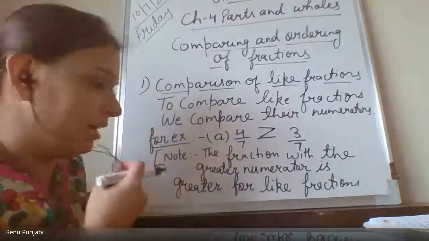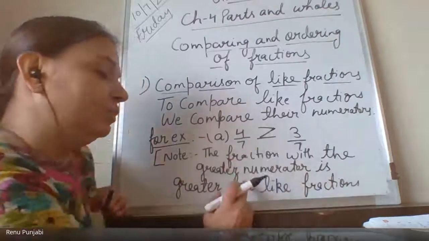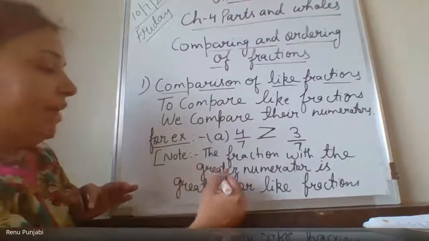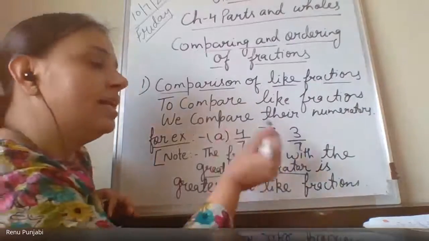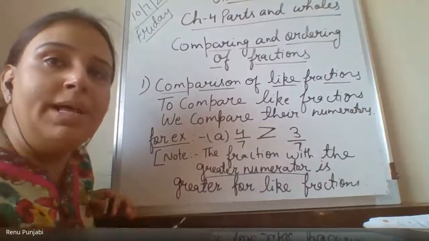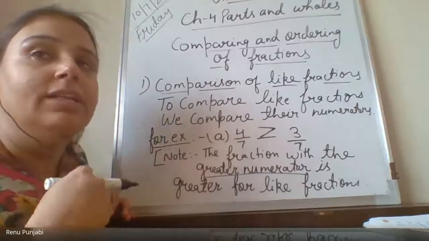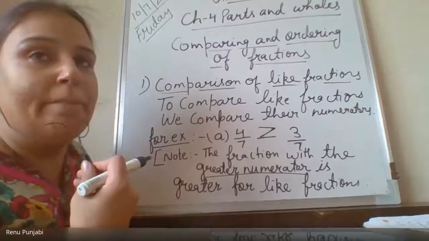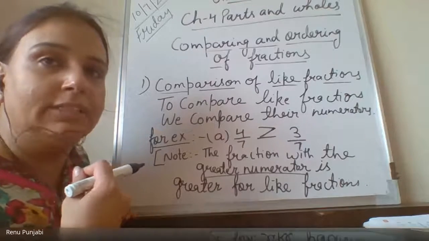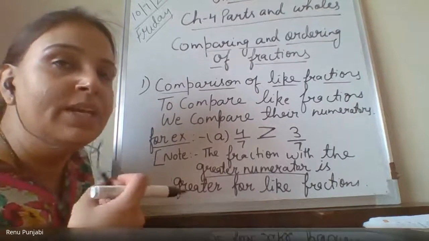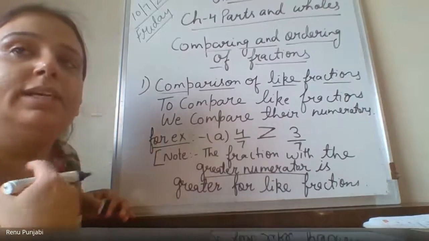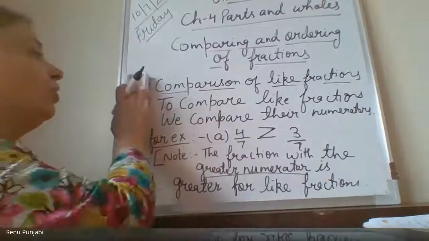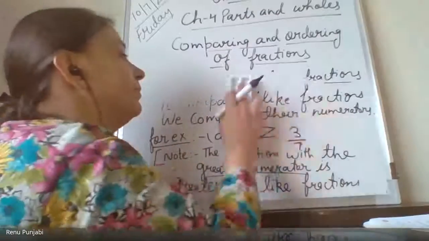Please note here that for like fractions, the fraction with the greater numerator is greater. As I said, the fraction with the greater numerator is the greater fraction. Just remember this: when there is a like fraction, when the denominators are same, the fraction with the greater numerator is greater. Let us understand more in a diagram way.